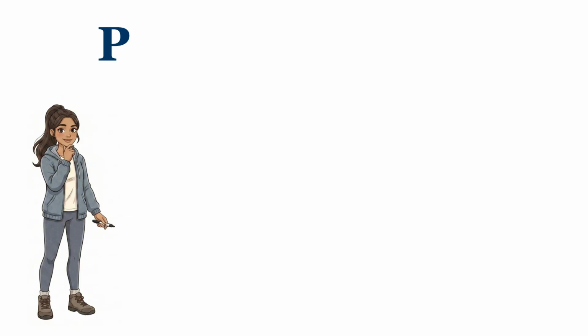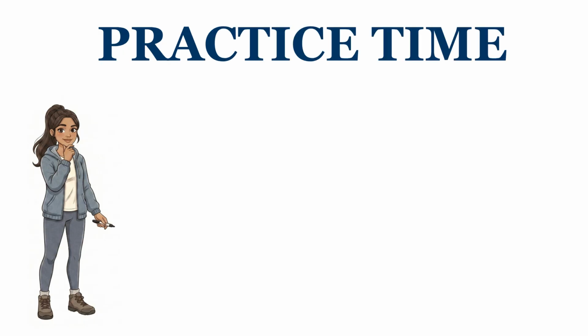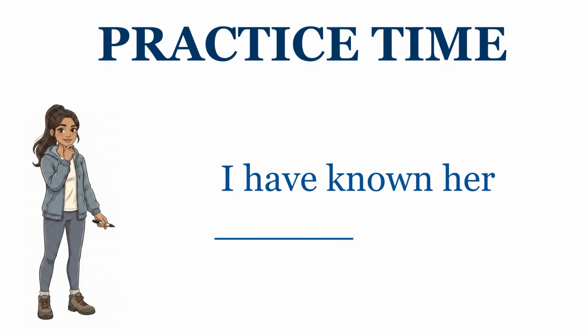Now, let's do some practice. I'll give you a sentence with a gap. Pause the video if you want to think about it. Then I'll give you the answer and explain why. I have known her, 10 years. Is 10 years a duration or a starting point? It's a duration, a measurement of time. So, for. I have known her for 10 years.